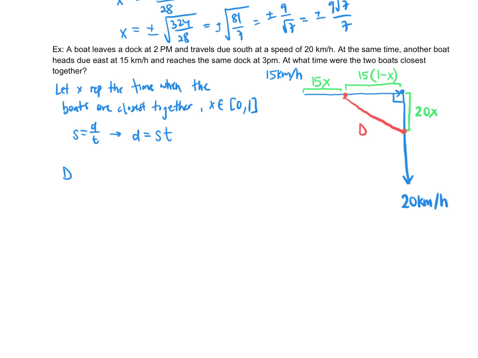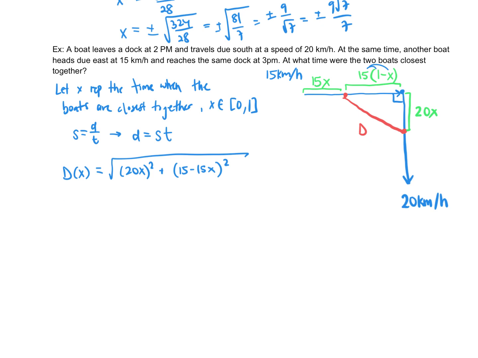So now that I have this, it's a great setup for the Pythagorean theorem. The distance in terms of x is equal to the square root of (20x) all squared plus, I'm just going to distribute this 15 in, (15 minus 15x) all squared. And this equation is the distance in terms of x, the time. I can now find the derivative of this and find that critical point.